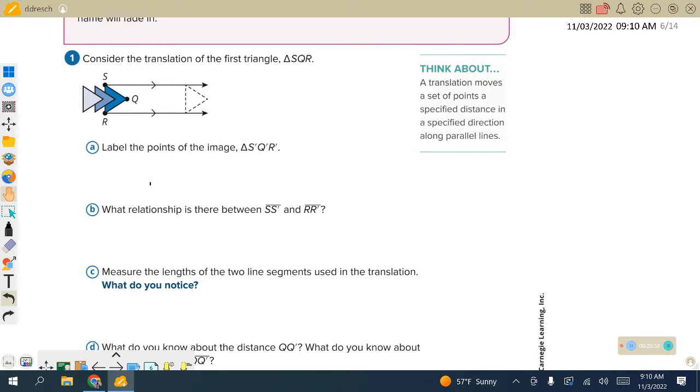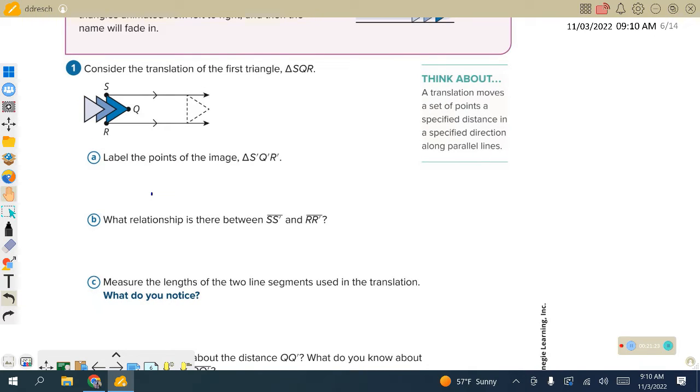So what they've done here for this one is they've taken this triangle, SQR, and done some type of translation and slid it to the right. What they want you to now go through is make sure you can match up the corresponding parts. So go into that dashed triangle and correctly label S prime, Q prime, and R prime. Where should S prime, Q prime, and R prime be? And there are specific areas where those should be.